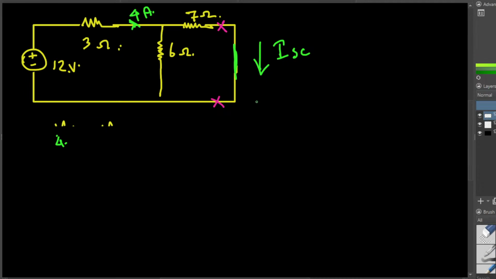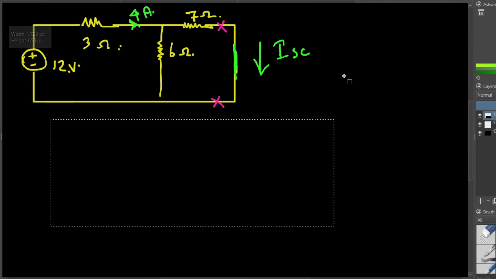So if I want to find out the ISC, that is I Norton, that's going to be the current division. Current division says that if you multiply the source current by the other resistance, so to solve this one, first I have to do the source transformation. Let's do the source transformation and simplify this circuit because it's complicated to solve like this.